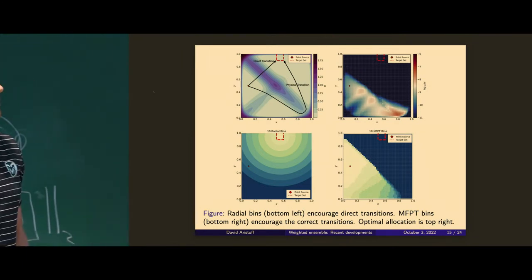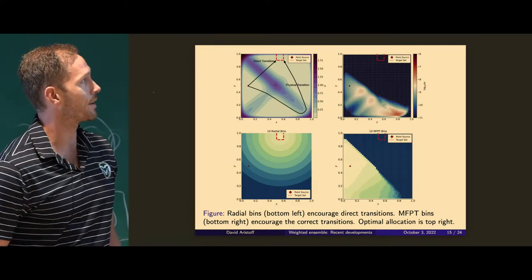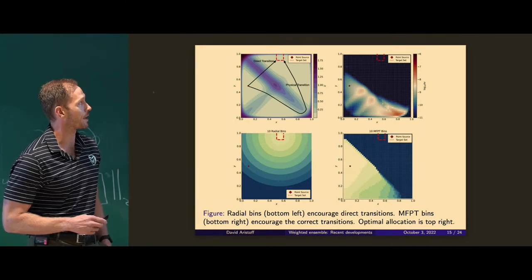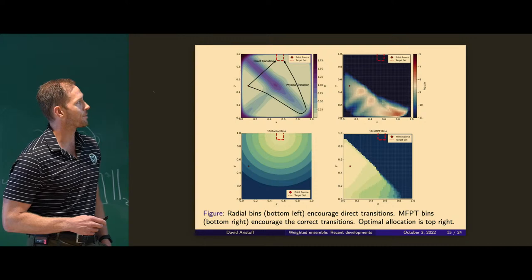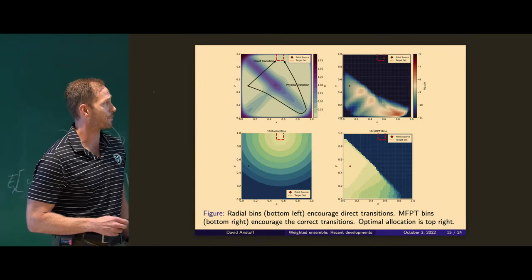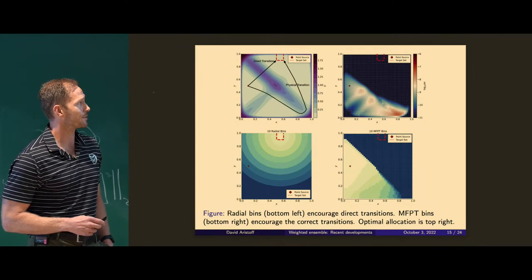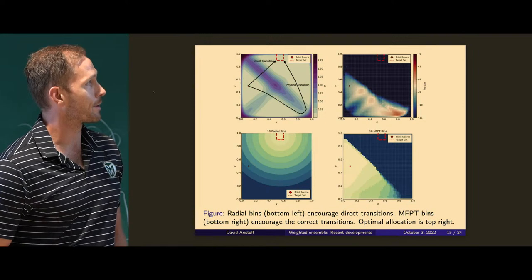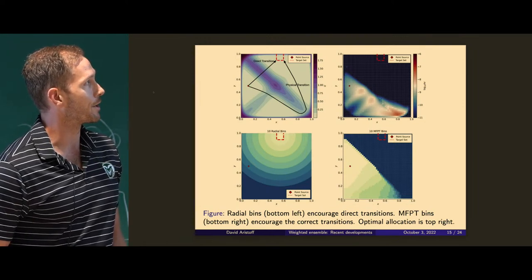Here's a 2D toy model that illustrates why this might matter. Here is a landscape where state A is this red dot right here. This is our starting point, and we're interested in the time it takes to get to this red square on the top middle. Typical methods often assume radial bins or RMSD bins to the target, which would encourage a direct transition. If you take a direct path from here to here, that's an almost zero probability event. So that's not the right thing to be sampling. The physical transition, which is the overwhelmingly likely one, is to go around the bottom right and come up that way.